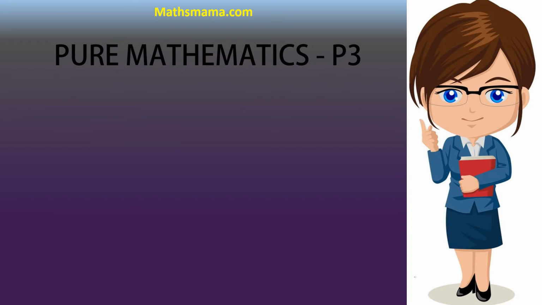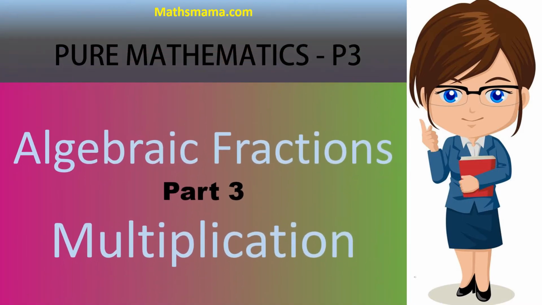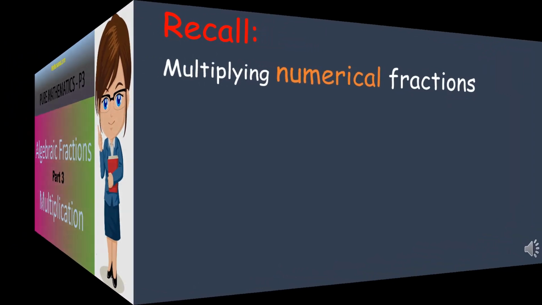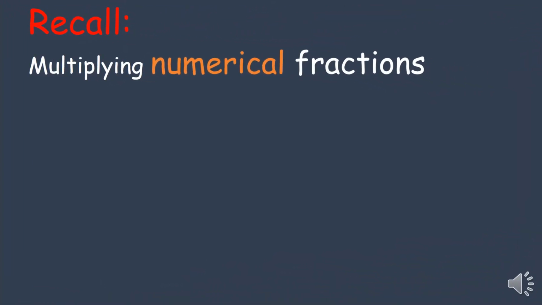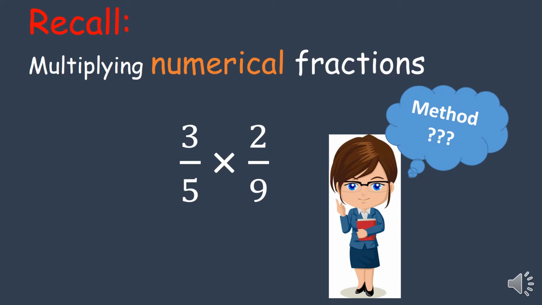In this video, I'm going to explain how to multiply two algebraic fractions. We'll start with a very simple example: 3 over 5 times 2 over 9. I hope all of you can do this by yourself. Even if you can't remember how to do this, that's alright, because I'll start from the beginning. So let's start.